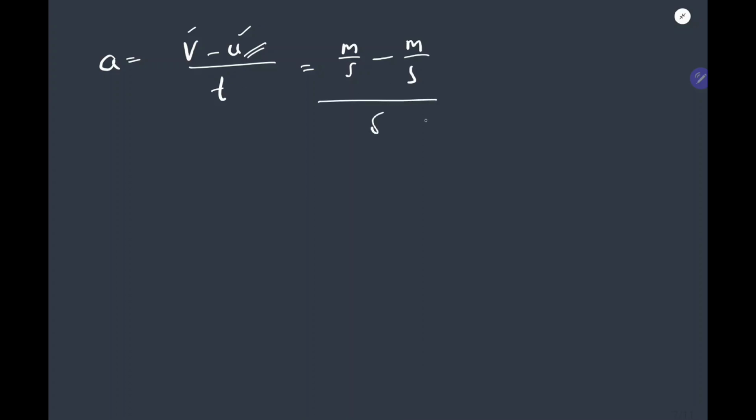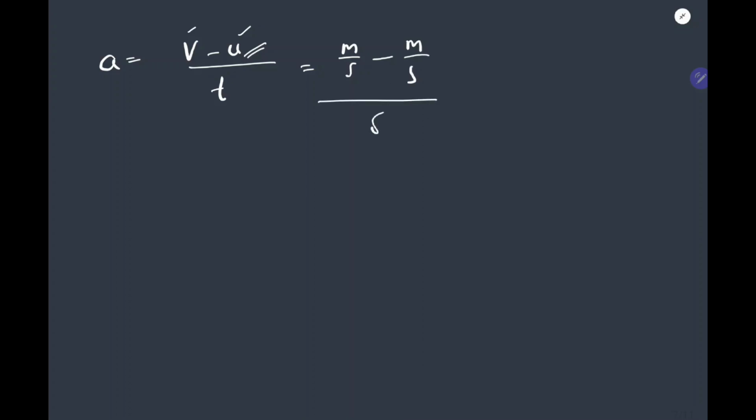The last one is acceleration. The acceleration formula is the rate of change of velocity. So v is the final velocity and u is the initial velocity, and the difference in the velocity is divided by time. Velocity is measured in meter per second. U means initial velocity, and time is measured in seconds.